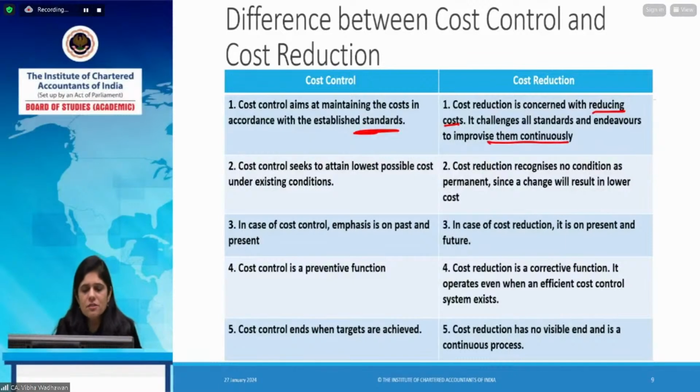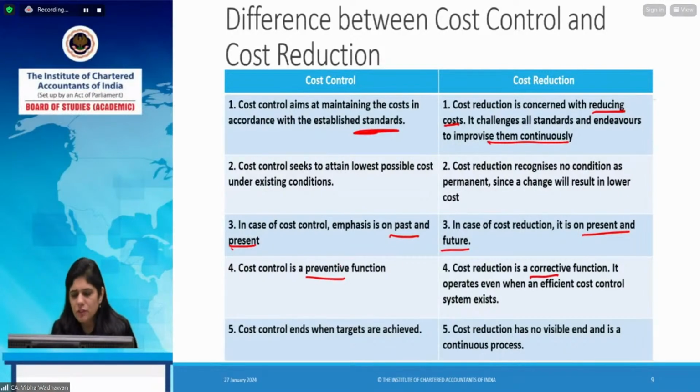In case of cost control, emphasis is on past and present. Past means the standard set, and the present means actual. So past is the standard predetermined cost which has been set in the past, and the present is the actual. You have to achieve that. In case of cost reduction, the emphasis is on present and future. Present is the present cost, and we strive to further reduce it in the future. Cost control is a preventive function. Cost reduction is a corrective function.